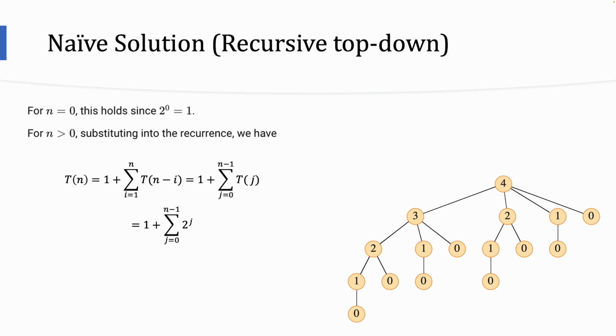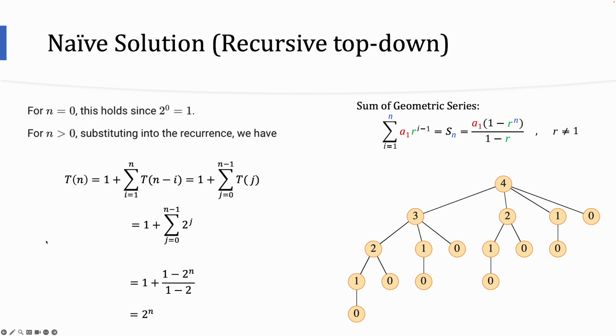Instead of T of j, I'm going to put in 2 to the power of j. Now this should look familiar, right? All we need is the sum of a geometric series. I have the formula for you right here. Then just plug in this formula, identifying our a1 and r. Then we know that this can be evaluated to 2 to the power of n.